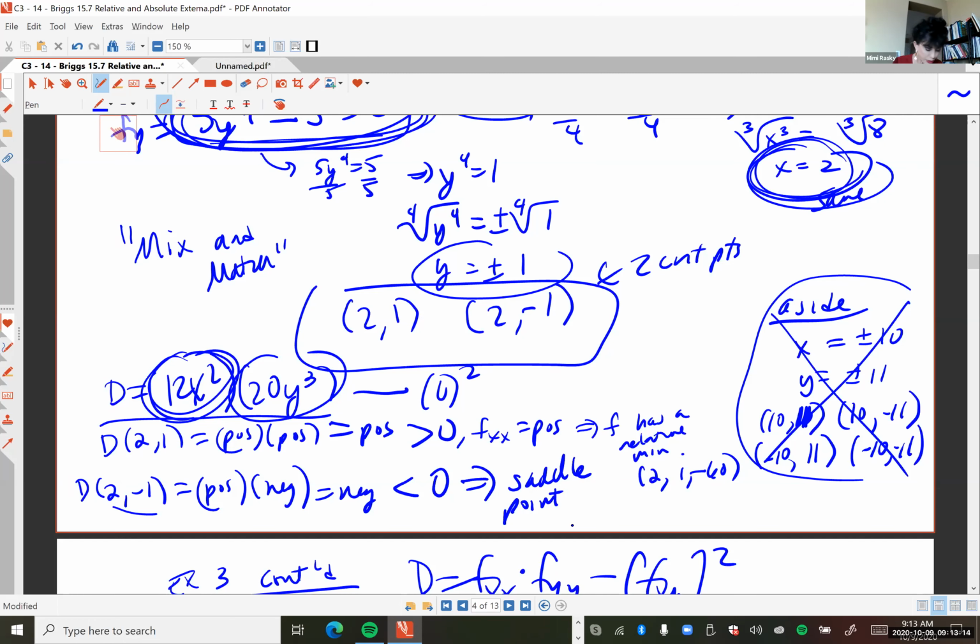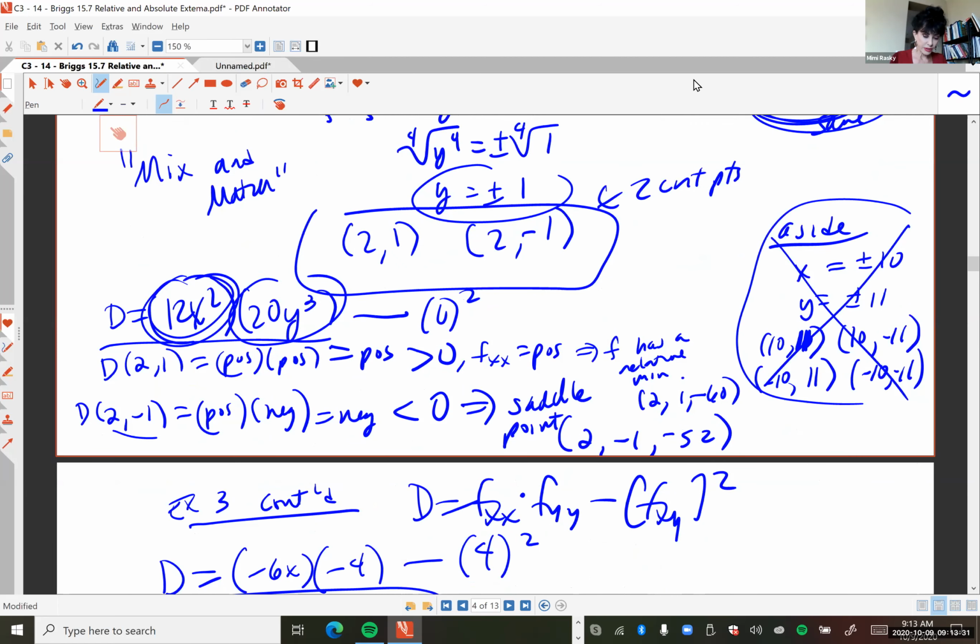And then the ordered triple is (2, -1). When I plug the point (2, -1) into the original function, I get -52. Okay, and we're done with this problem. So this problem has a little different flavor, so I want you to get this whole idea. Okay, questions? I'm good.